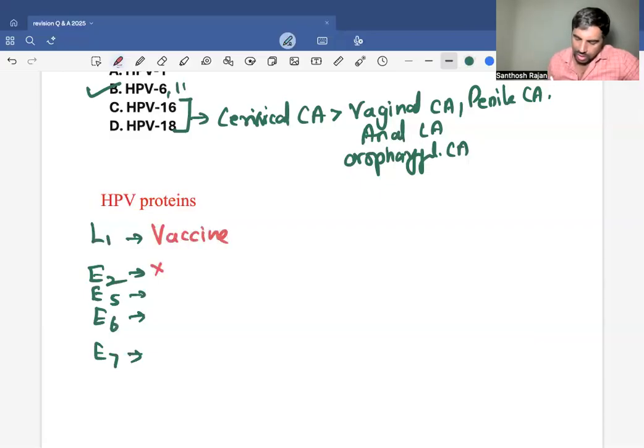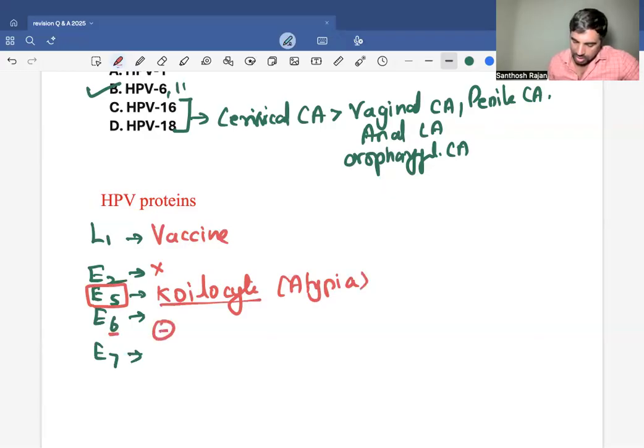E2 not much significant. E5 forms something called coilocytes. Atypical cell. It's an atypical cell in a cancer, no? Atypia we call coilocytes. E6 and E7 have a very important role in cancer. Why? Because E6 inhibits the P53, whereas E7 inhibits the, which one? Retinoblastoma. Because of these two anti-cancer proteins being inhibited, there is increased risk of cancer.